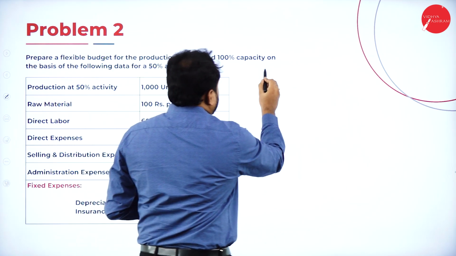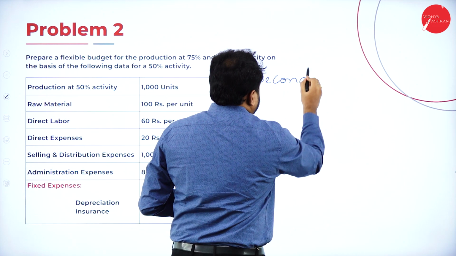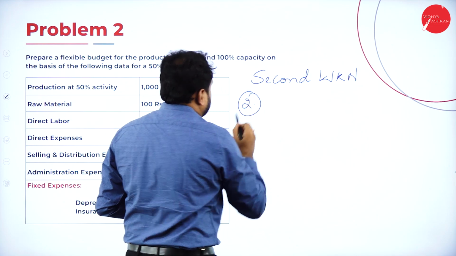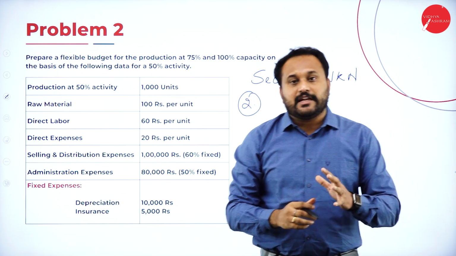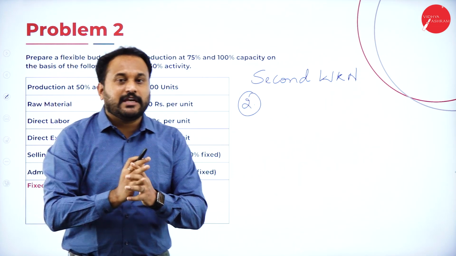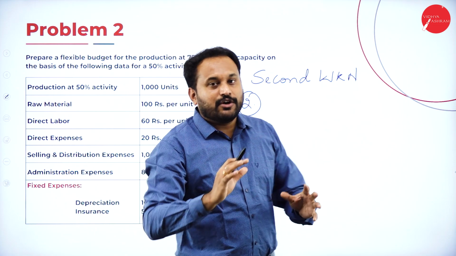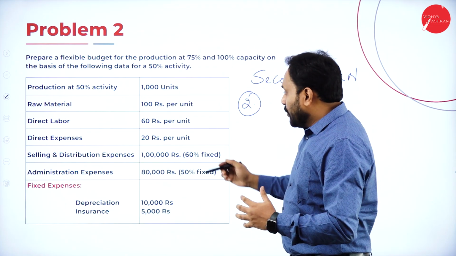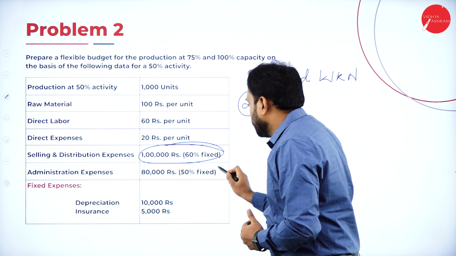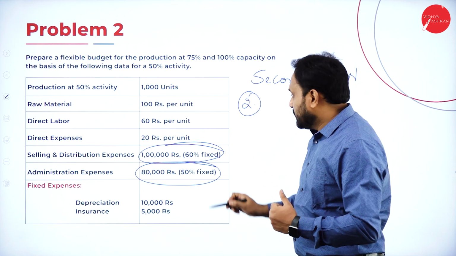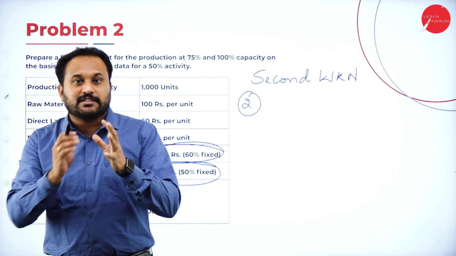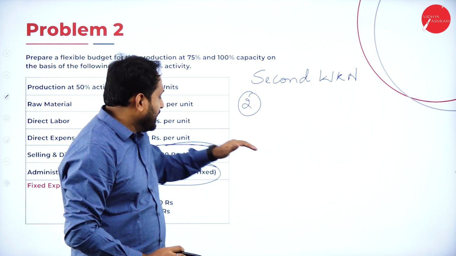Let's go with the second working note. What exactly is it? Now the minute we get something like semi-variable cost and semi-fixed cost, now easily you people can judge which are the semi-variable and semi-fixed costs. See here, whenever we have something like this, 60% fixed. The minute 60% something is fixed, that means 40% where has it gone? Again, here only it will be.